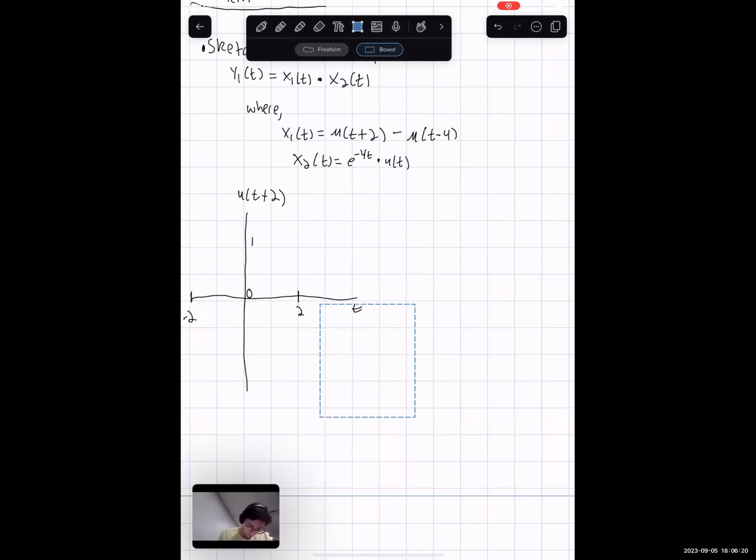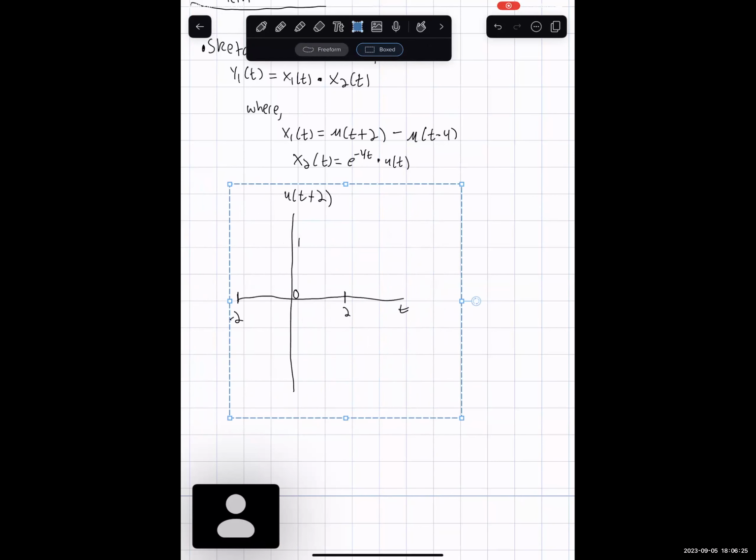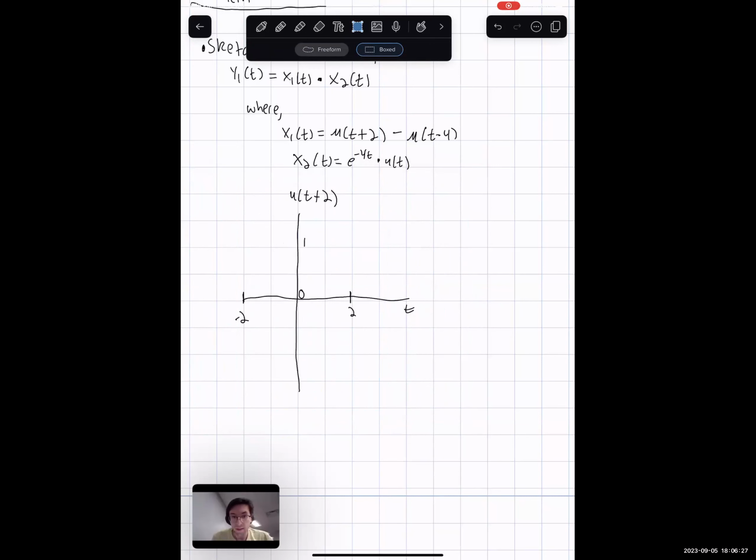Exactly. How'd you know that? Because it's inside, so it's the opposite. It's inside, but it's also positive, right? So it's t plus 2, so it'll go 2 to the left, right? So this is going to look like this.